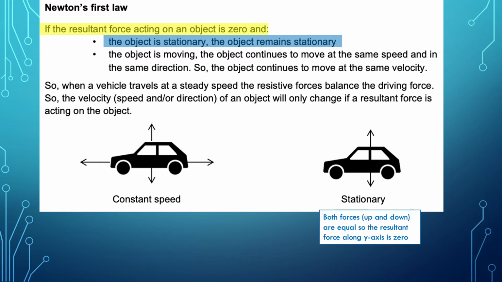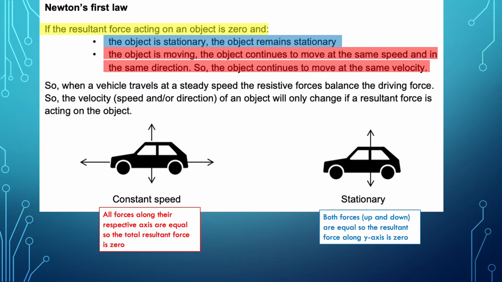Now, the second scenario is where you might get confused. An object is moving. The object continues to move at the same speed and in the same direction, so the object continues to move at the same velocity. I'm not sure how much simpler I can put this, but basically if an object is moving at constant velocity, it will continue to travel at constant velocity unless there is a change in resultant force. That's pretty much how simply I can put it, and I'll try to explain it more and more.